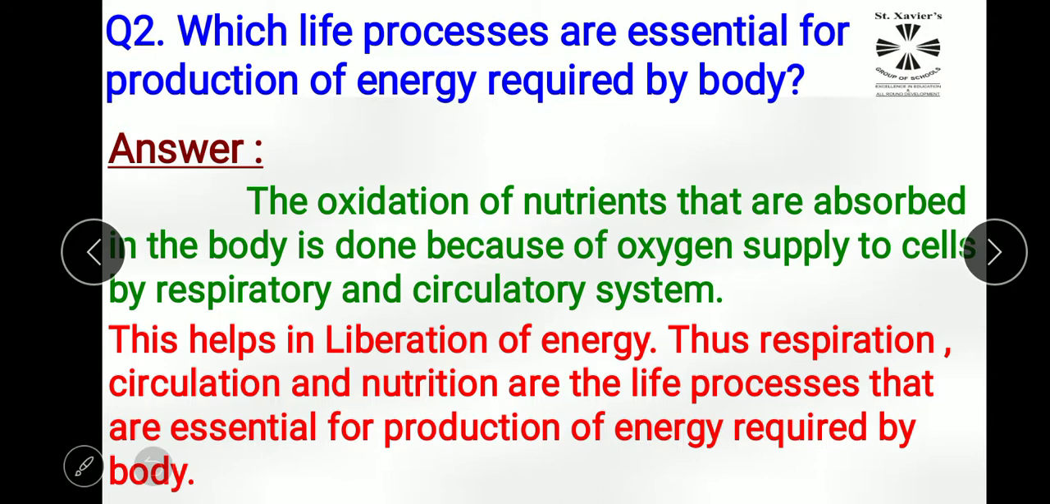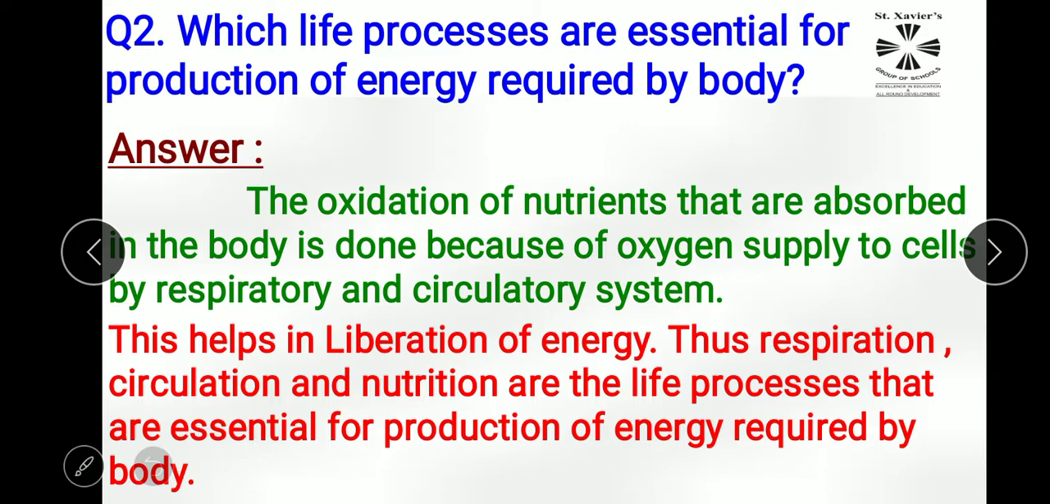When we need energy, we get energy when the nutrients are getting oxidized. From the oxidation of the nutrients we get energy, students. Now for oxidation there is a need for oxygen supply, and that oxygen supply to the cells is done by two systems. One is the respiratory system and the other is the circulatory system.